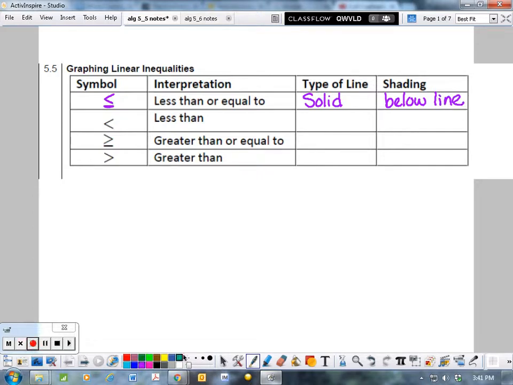Now our next type of inequality symbol is just the less than symbol. And the less than symbol was an open dot on the number line. So how that's going to represent now is we're going to have a dotted, or also known as dashed line. And so that's going to kind of look like this. And because it's less than, that means that we're also going to shade below the line.